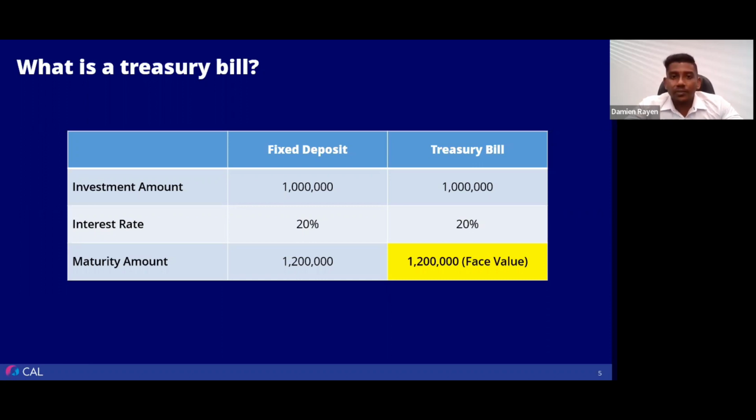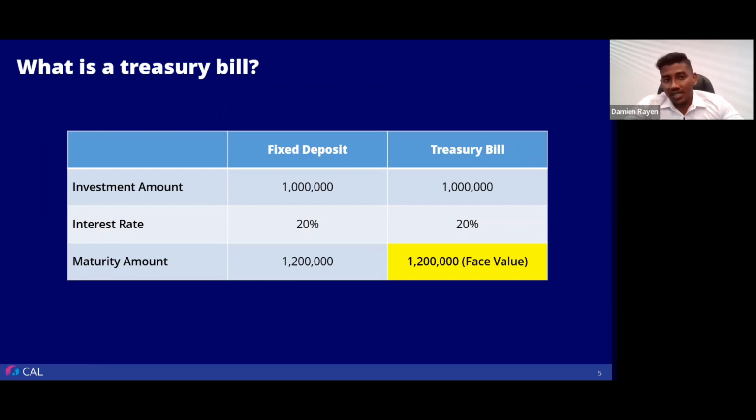So when you place a fixed deposit, when you walk into a bank, what you initially communicate is the amount that you want to invest, which is the investment amount. And the bank agrees on a rate, and upon the maturity, which can be 6 months, 3 months or 1 year, you get the maturity amount in your hand. In this example, you're investing 1 million at an interest rate of 20%, and upon maturity, the bank will pay you 1.2 million, which is the conventional fixed deposit.